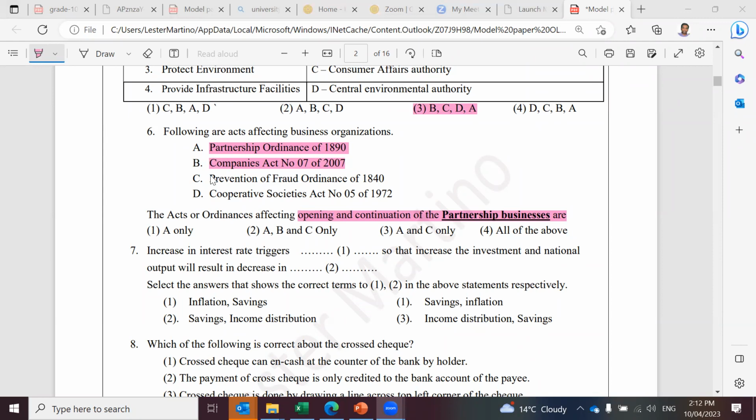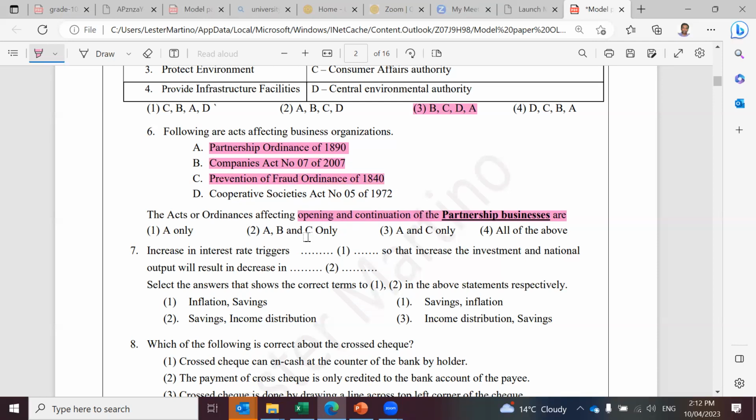Prevention of Fraud Ordinance. If the initial capital of the partnership consists of any amount more than ₹1,000, you need to have a written agreement, as prescribed in the Prevention of Fraud Ordinance 1840. Cooperative Societies Act number 5, 1972, is not related to partnership, it is cooperative societies.